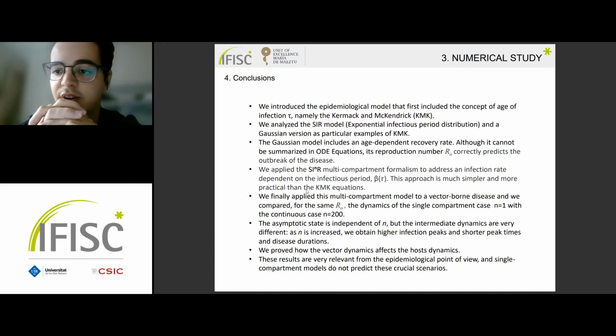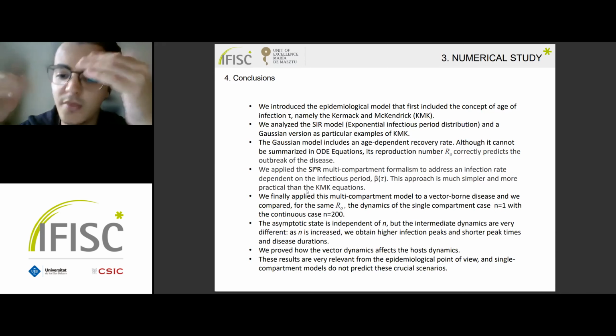And we found that the final state is practically the same. The final number of recovered hosts, or dead hosts, is practically the same. But the intermediate dynamics are very different. You get much higher infection peaks, and shorter peak times for the continuous case. And this is very important from the epidemiological point of view.